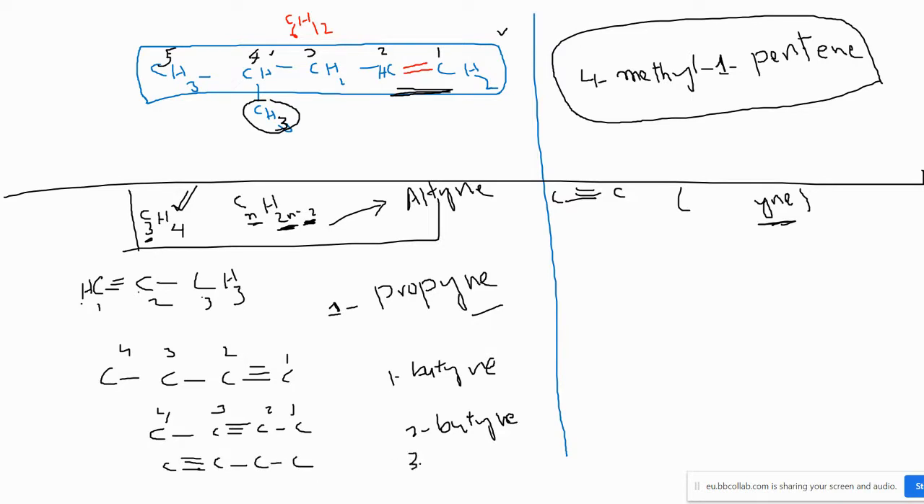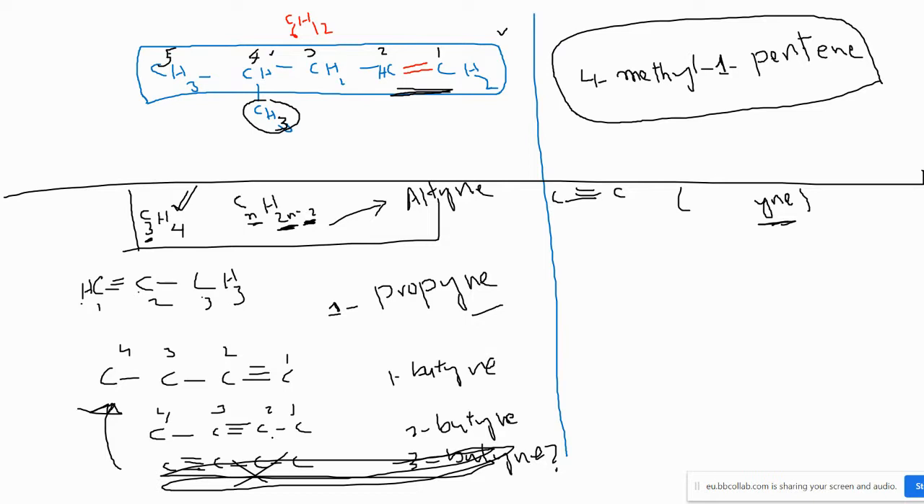Is this 3 butane or what? No, 1 butane. So this is 1. That's why we don't write it. This is the same structure. This is 1, not 3. So that's why we don't write it even. Okay, so this is 1 butane.